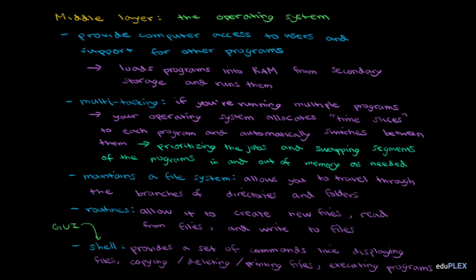Alright, so far we've covered the bottom layer of our software environment, which is essentially the ROM BIOS and device drivers which directly support your hardware, and then the middle layer, which is your operating system that provides access to basic computer functions and supports other programs. Finally, the top layer of this software environment is the software applications themselves.